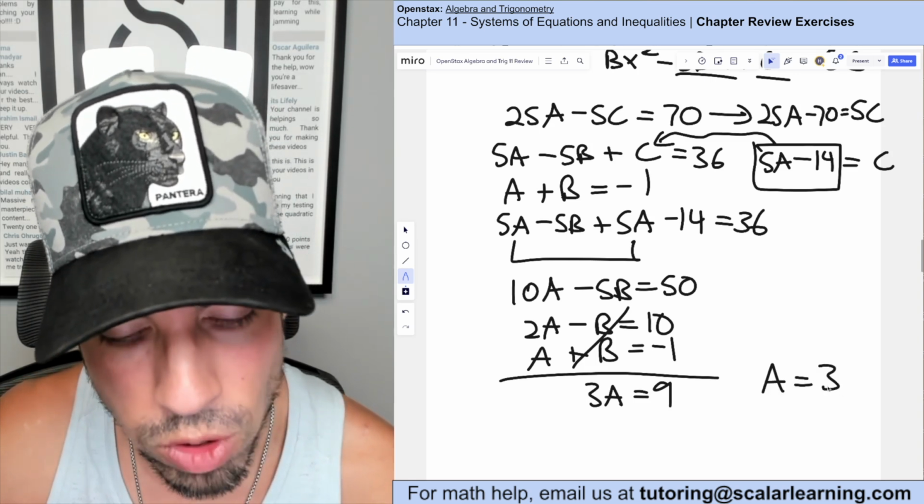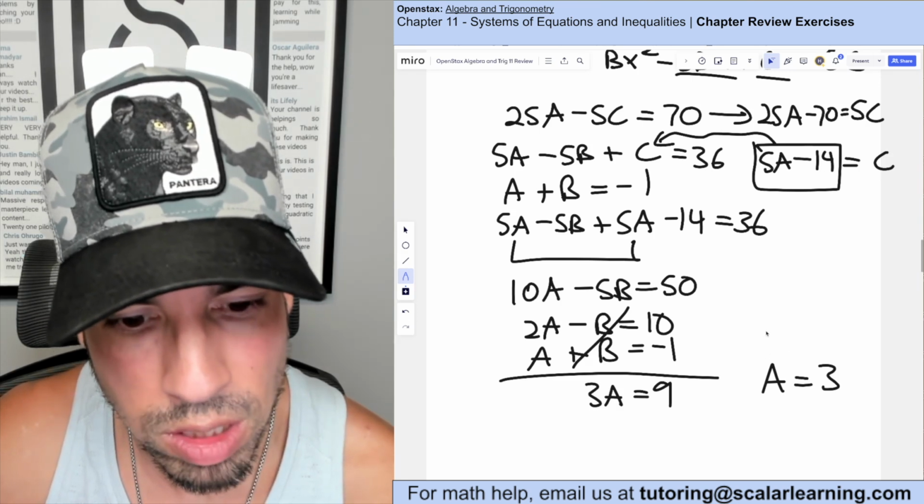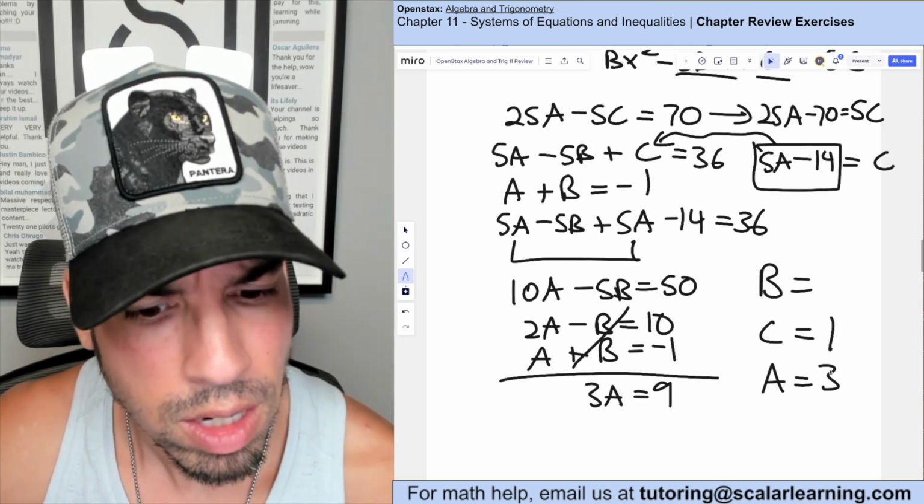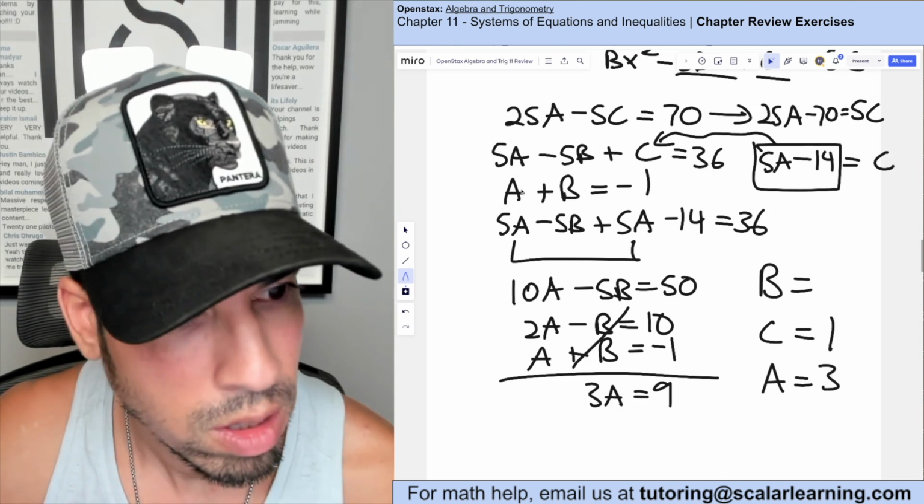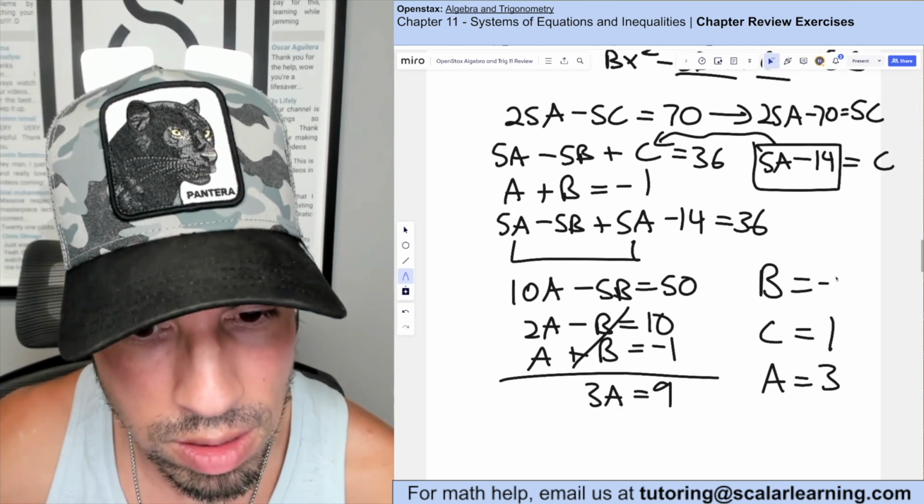Okay, so there's my first value. Then I can plug in 3 here. That's 3 times 5 is 15 minus 14 is 1, so c is 1. And then now we just got to figure out what b is. And since I know a plus b is -1, 3 plus -4 would be -1, so b is -4.